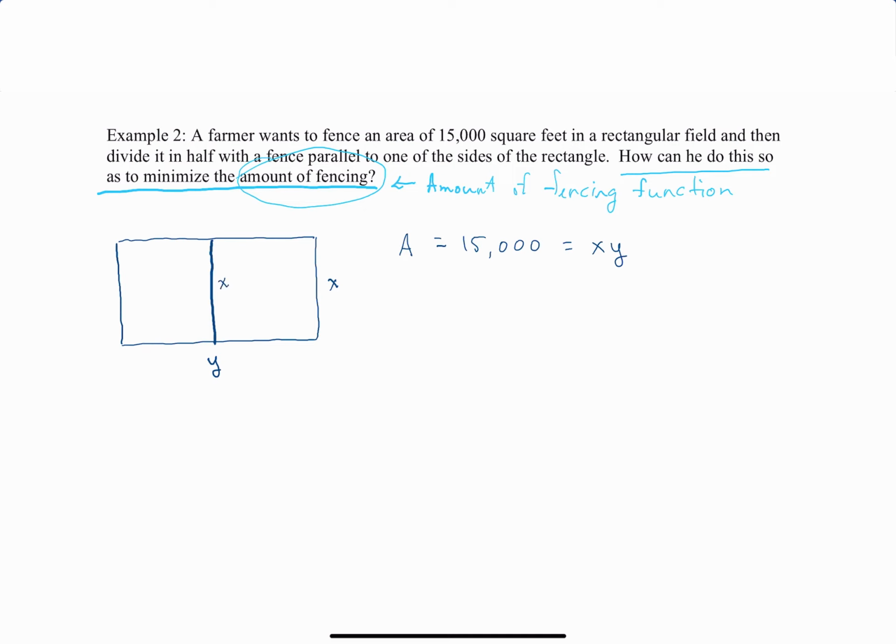So notice this length is also x, and this length is also x. And then the horizontal width is our y. So what's the amount of fencing? All that, I'll call that capital F for fencing. The amount is, well, there's 3 of those x lengths plus 2 of those y lengths.